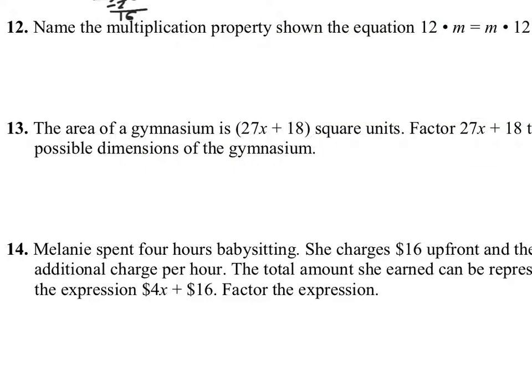Number 12, name the multiplication property shown in this equation, 12 times m equals m times 12. Well, it's not multiplying by 1, so it's not the identity property. And there are no parentheses, so it couldn't be associative, which we, of course, never abbreviate. So this one is the commutative property.